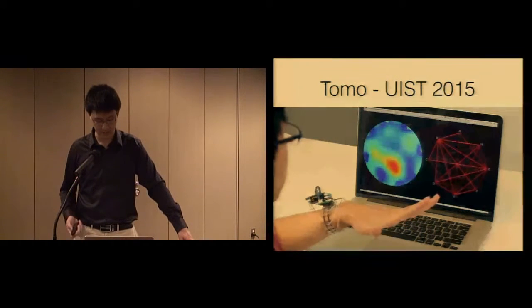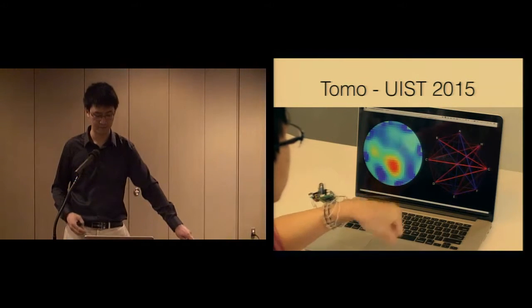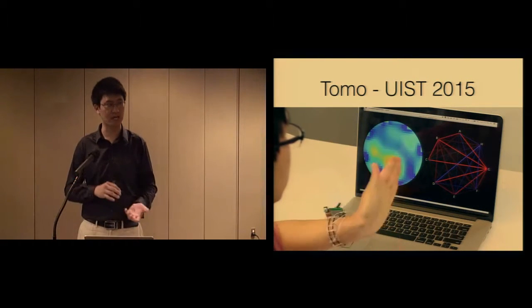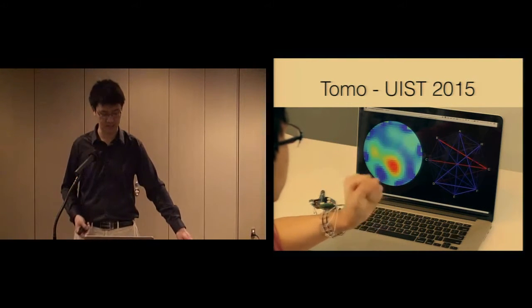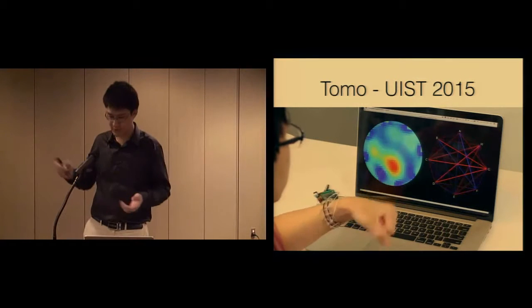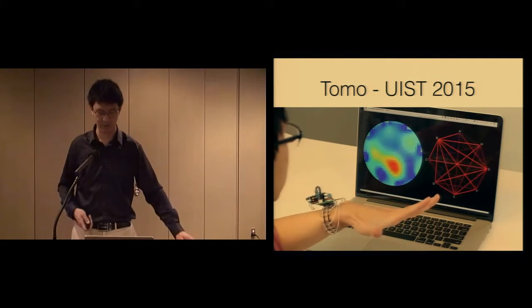Last year at UIST, we introduced Tomo, the first application of EIT to human-computer interaction. Tomo consisted of an armband with an attached sensor board, a drastically miniaturized version of a commercial medical EIT system. It's also a heck of a lot cheaper, from hundreds of thousands of dollars down to a $50 sensor board.